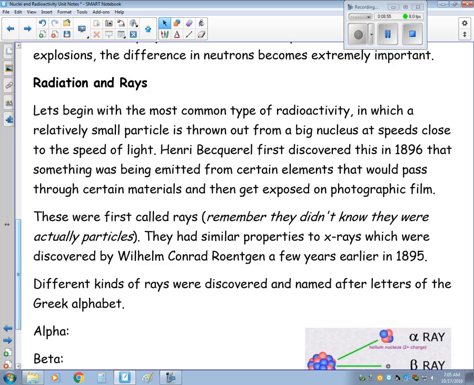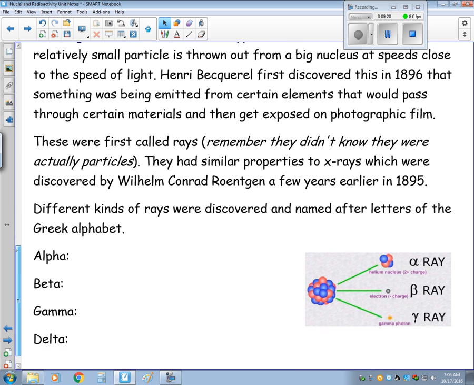Now these were first called rays, and we have to remember that they did not know these were actually particles. They thought they were rays. And these rays had similar properties to X-rays, which were discovered a year earlier by Roentgen when he was working with certain types of materials.